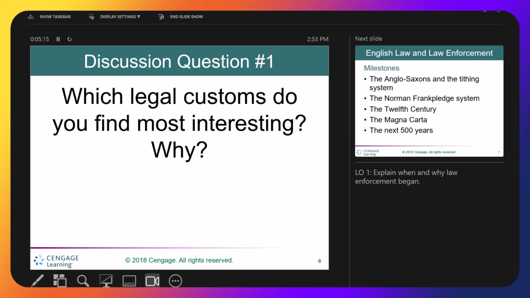Which legal customs do you find most interesting and why? I can tell you the one that stands out in my mind is going back to ancient Babylon when the eye for an eye started. Even in those primitive, ancient times, they realized that we have to do something to suppress or try to stop this crime.